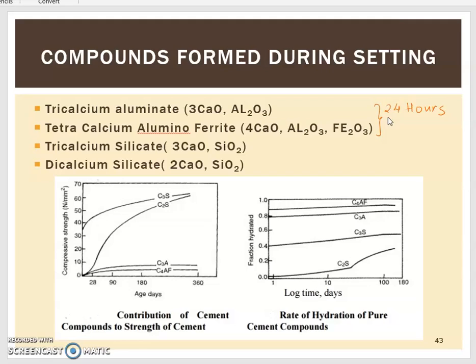Whereas tricalcium silicates and dicalcium silicates, when it comes to tricalcium silicate, it is formed somewhere within a week. So at the moment you add water, within a week, tricalcium silicates are expected to be formed. And it is mainly responsible for imparting the strength over the period of setting. Dicalcium silicate, sorry, this compound is formed very slowly. The progression is very slow.